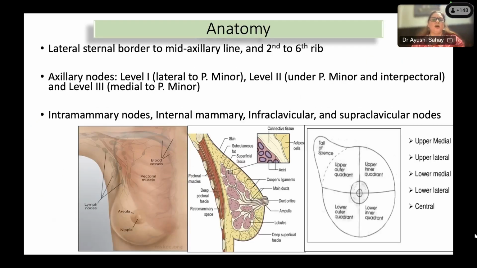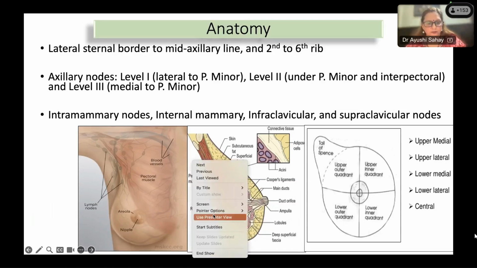Now, from the basic anatomy, the breast is basically a modified sweat gland that lies from the lateral sternal border to the mid-axillary line and from superior to inferior from the second to sixth rib. And the breast structure is composed of, if you can see, I'll just use the pointer.